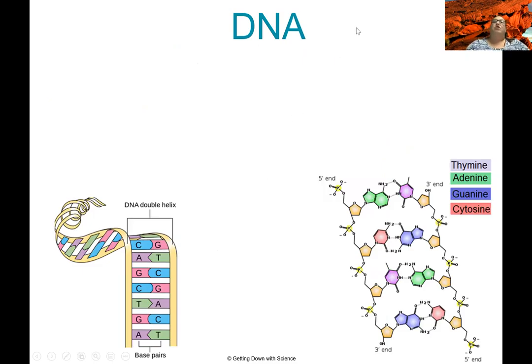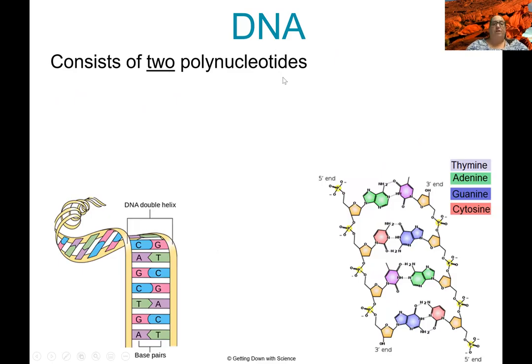Okay. So looking specifically at DNA, we have 2 polynucleotides. And these 2 will kind of face each other and they form what we call a double helix. Sometimes you'll hear it termed as a twisted ladder. That's a more common descriptive term, but the official terminology is double helix.